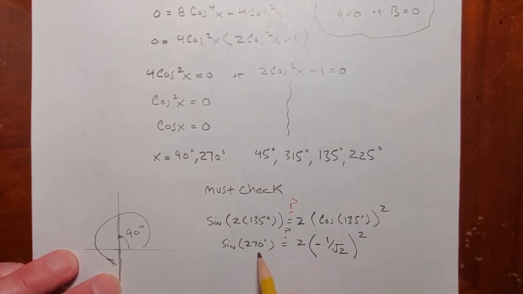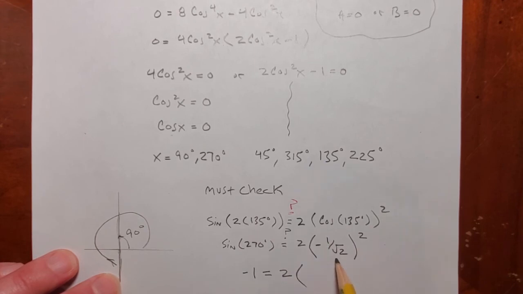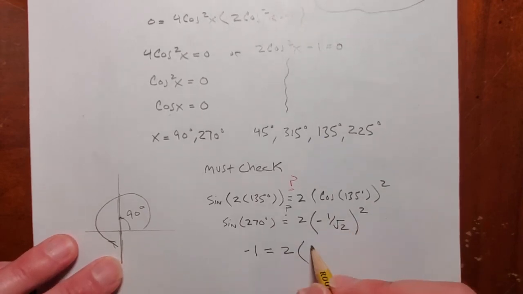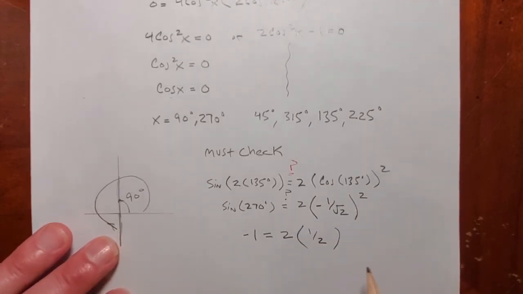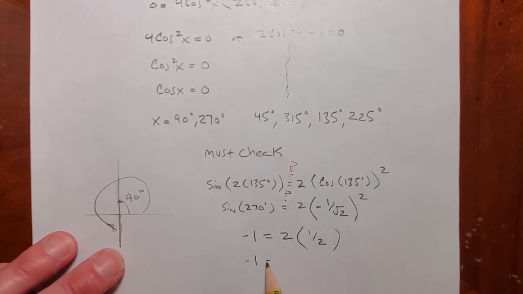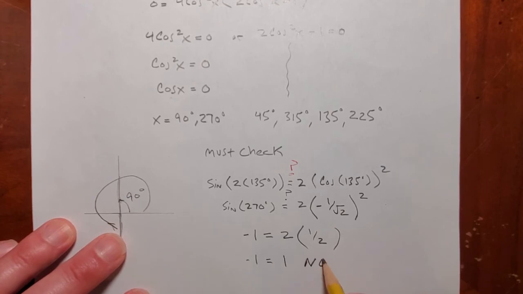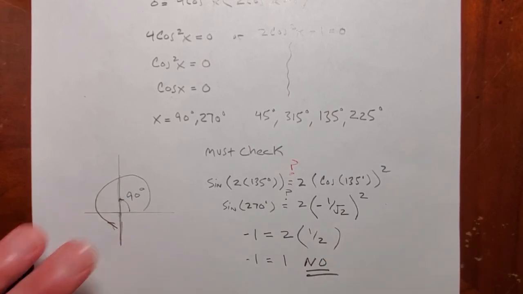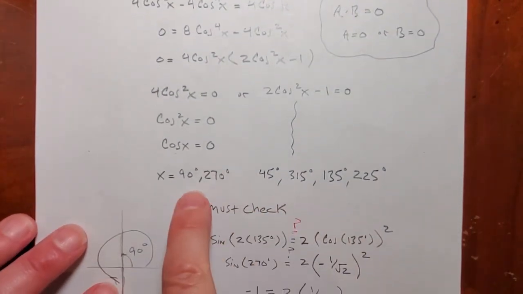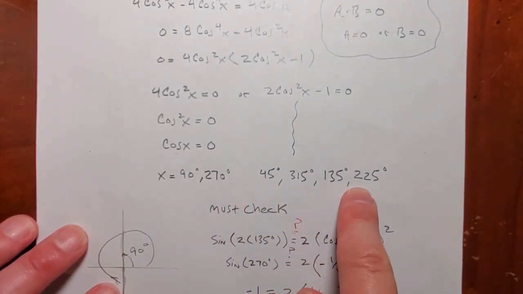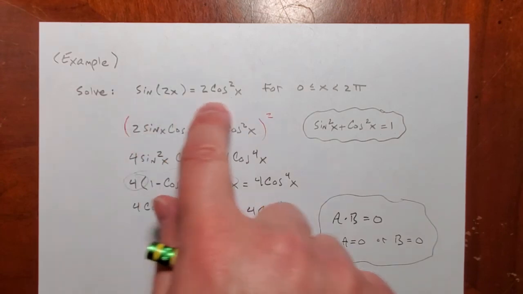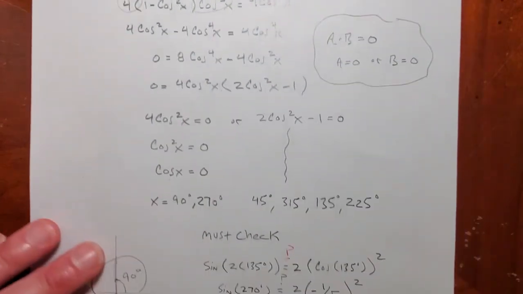Right? All right, what's sine 270? It's negative 1. What is negative 1 over root 2 squared? That's going to be 1/2. And is negative 1 equal to 2 times a half? 2 times half is 1. No, it doesn't work. So that's what I was saying. If I square both sides, I might get all of these justifiably, but that doesn't mean they work in the original problem, and that's the one I'm trying to solve.